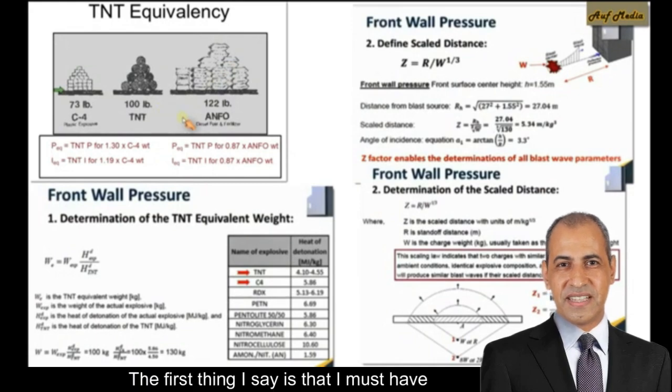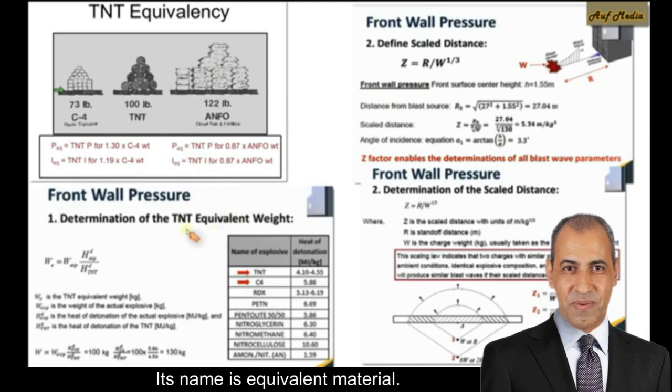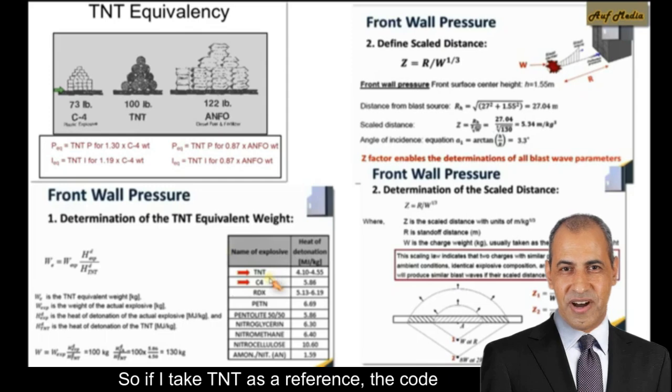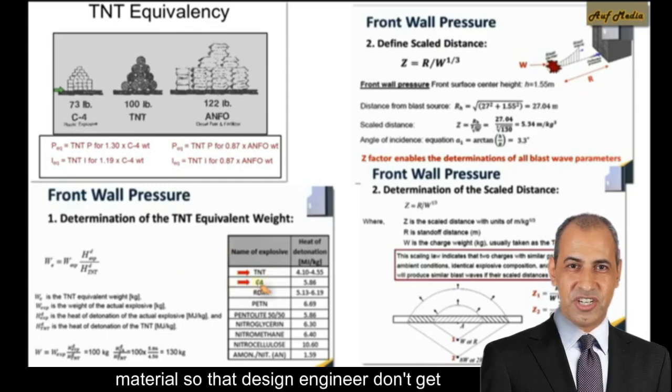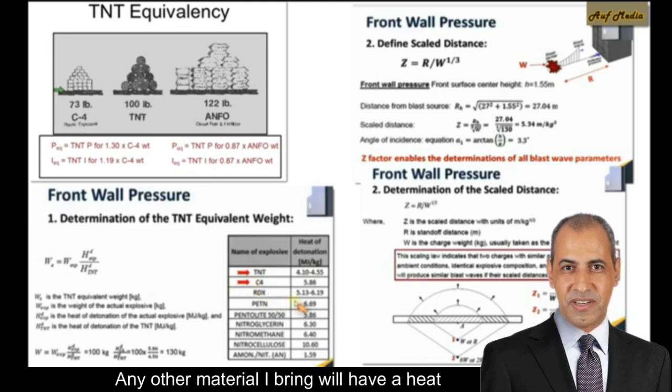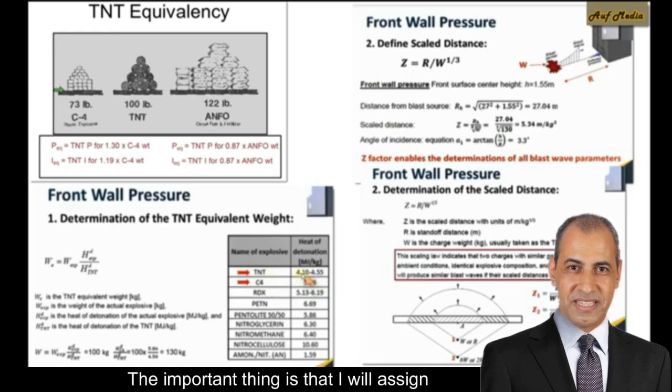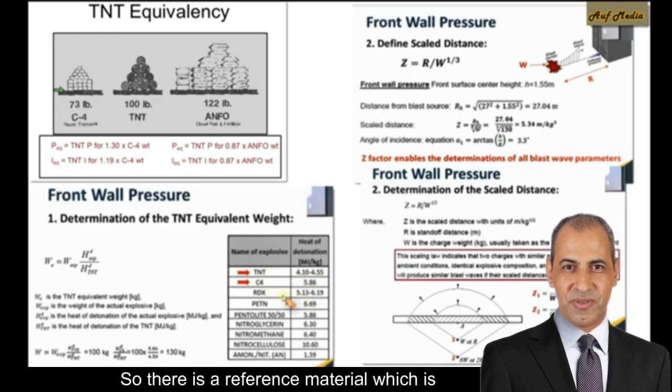The first thing I say is that I must have an ideal or reference material. I talk about it to be equivalent. Its name is equivalent material. The reference explosive material is TNT. So if I take TNT as a reference, the UFC code will recognize it as a reference material so that the design engineer doesn't get confused. Any other material I bring will have a heat of detonation that is more or less than it. The important thing is that I will assign it to TNT. So there is a reference material which is TNT, and I assign all other materials to it in terms of W of the used material divided by W of TNT. I consider the used material in detonation to be equivalent in terms of TNT weight, which is my reference.